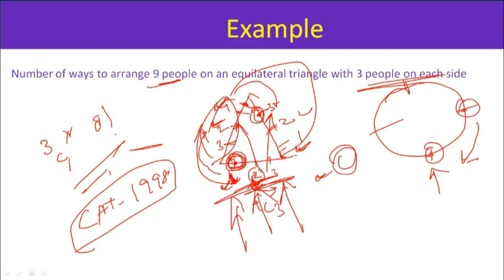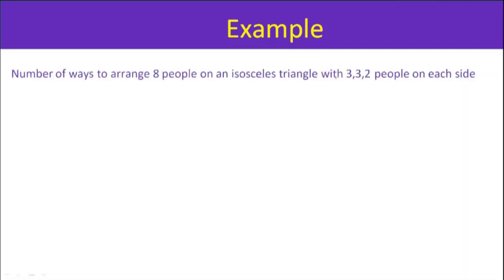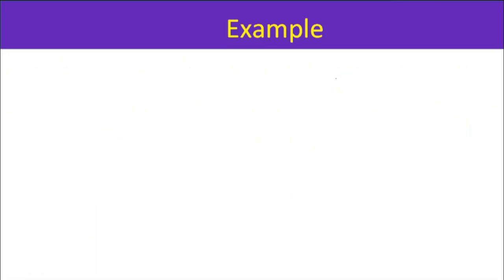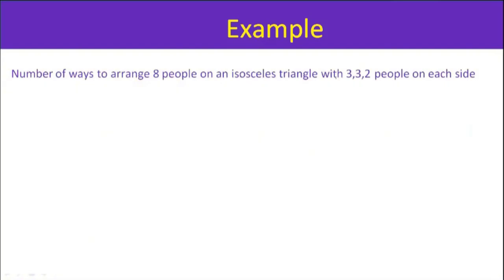Then I'll just touch upon one particular concept and then I'll give it to all of you. Fair? So this is something you can take as homework. Same question. It's just this time it is an isosceles triangle. In the last question there were 9 people, in this question there are 8 people. Solve it at home. Give me the answer. Okay.